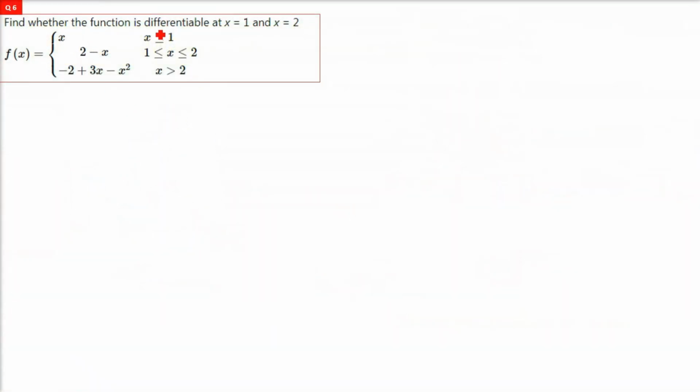Now we have here: find whether the function is differentiable at x equals 1 and x equals 2. So this function, we actually have 3 partitions.